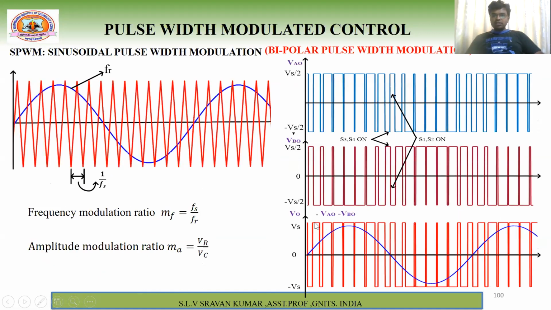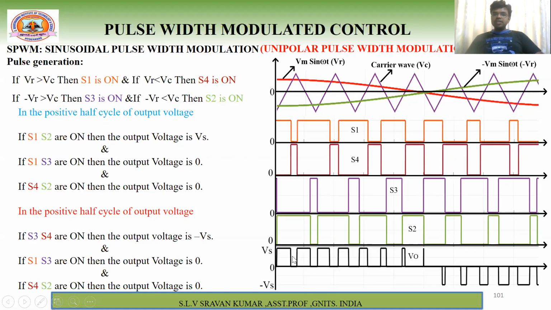In case of bipolar, it is plus Vs to minus Vs, so the error is more when you are switching, and because of this switching action, more losses are there. Whereas here, it is changing from plus Vs to 0. Therefore, switching losses are reduced and error is also reduced. THD is reduced. And because of higher output frequency, the filter size is very small. Because of all these advantages, for single phase inverters generally unipolar is preferable.